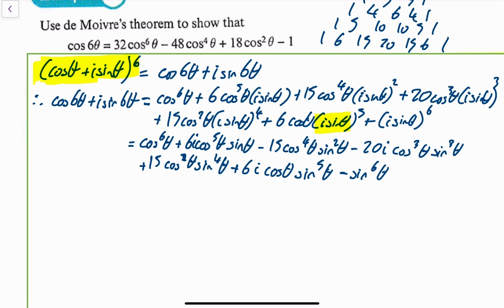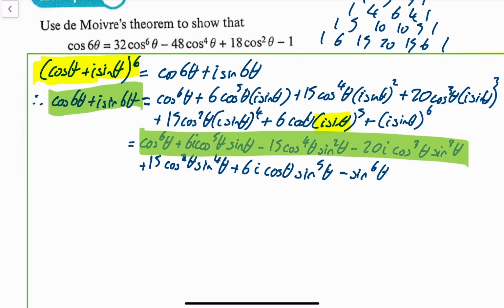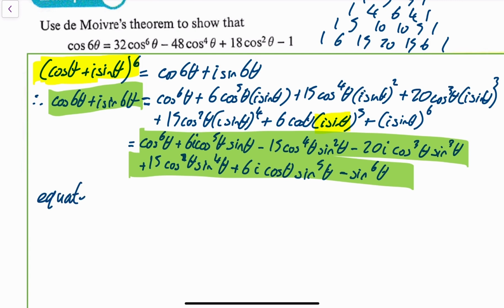So what you have got so far then, you have equated this thing in green here is equal to this. So that's what we've got. Now, remember what the question said. It said for you to find what cos of 6 theta was equal to. So it didn't mention the i sine 6 theta. So all we're going to do is equate the cos to the power of 6 theta bit, which is just the real part. Remember, this complex number is made up of a real part and an imaginary part. So the real part is the cos 6 theta.